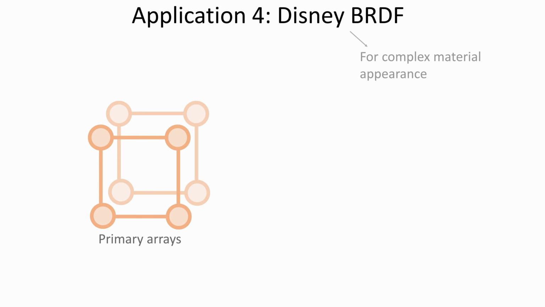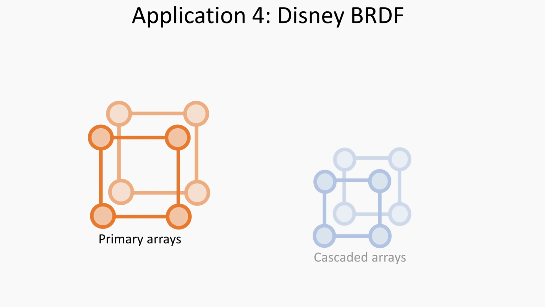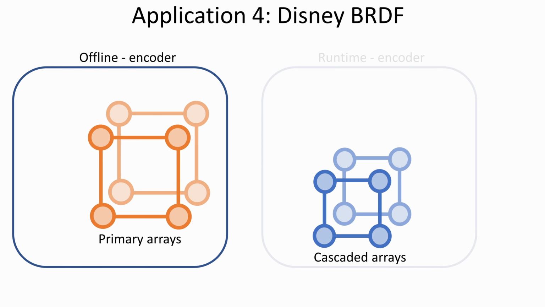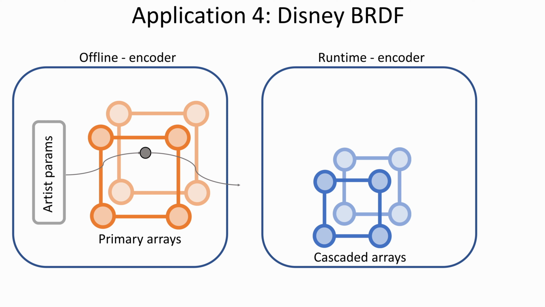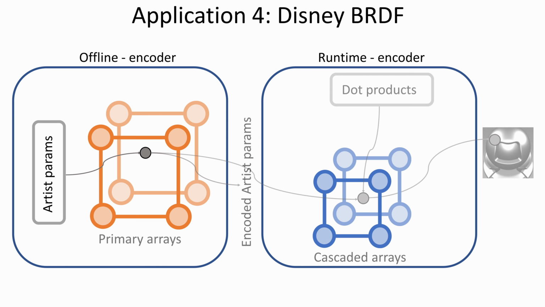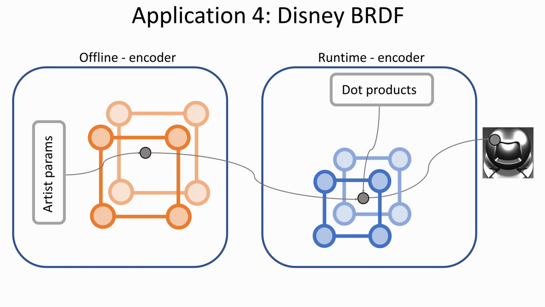Next application shows the approximation of Disney BRDF using our approach. Similar to isotropic GGX, Disney BRDF models the appearance of a variety of complex materials. In this application, we split the primary and the cascaded into an offline encoder and a runtime decoder to improve efficiency. The offline encoder encodes the artist control parameters, which are often stored as regular textures, into another set of encoded textures. At runtime, these encoded textures are used by the decoder.